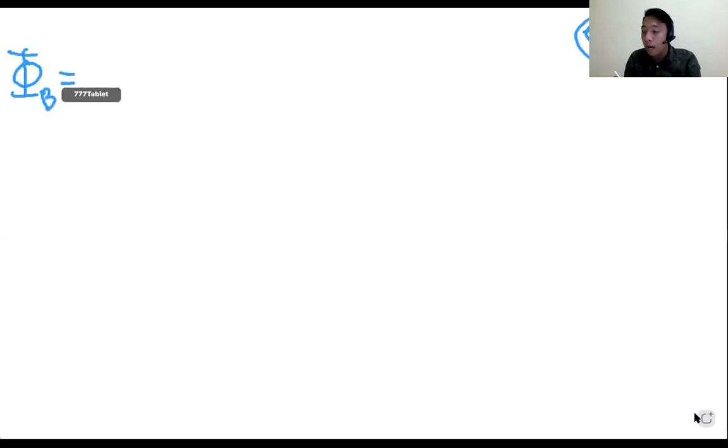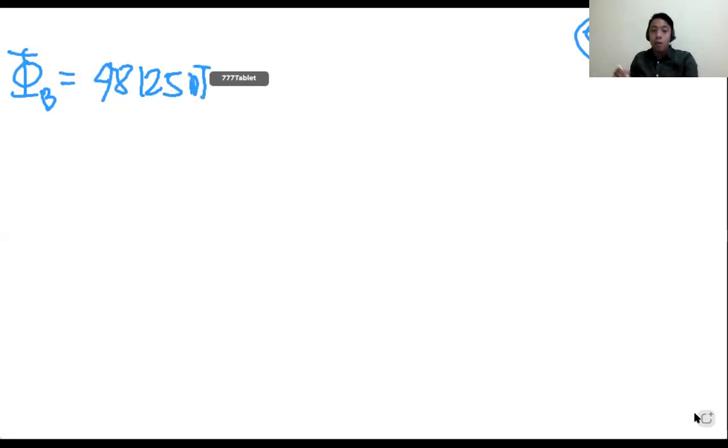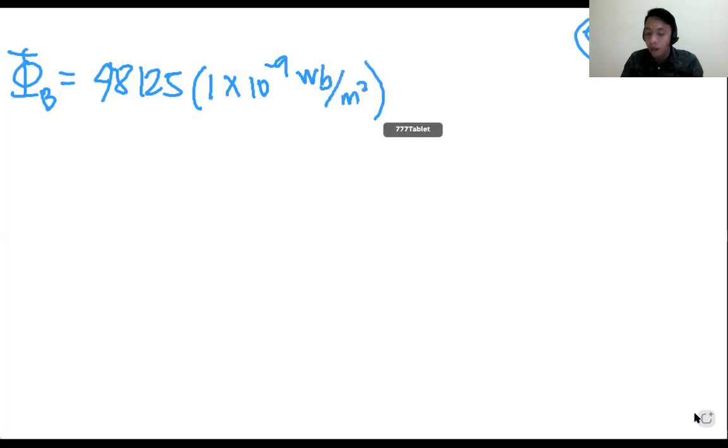And then letter B, we will get the magnetic flux. Right? So we have the magnetic field, which is 48125 nanotesla. And we need to convert 48125 nanotesla into Tesla. So what I will do is multiply this by 1 by 10 raised to negative 9 Tesla. And then I will change the Tesla into Wb over meter squared. Right? Multiplied by the cosine of 56 degrees.